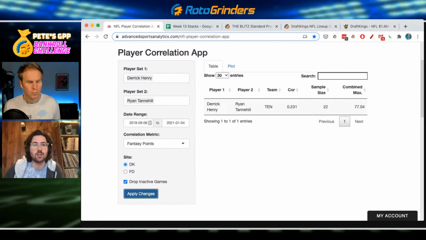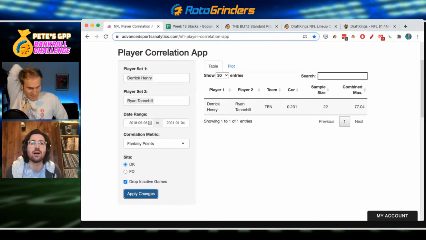sure, Tannehill took a touchdown from Henry, or maybe Henry, by ripping off the 60-yard run, took away potential passing yards for Tannehill. But these guys speed up the game and put each other in a position to score these high value touchdowns at kind of an elevated rate. So I think that's an interesting combination.